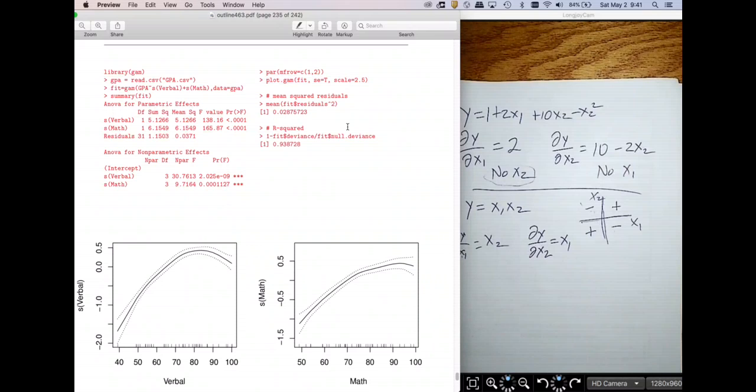And then the scale argument is kind of important. So what scale says is, I want you to produce the marginal plots so that the range of the y-axis is 2.5. So notice we range from about -2 to positive 0.5 here. That's 2.5. For the math one, it goes from about -1.5 to about +1. So that's 2.5 also. It's very important to set that scale. Otherwise, you could have a very small effect that gets stretched out to fill the entire y-axis when in fact it doesn't have that much effect.